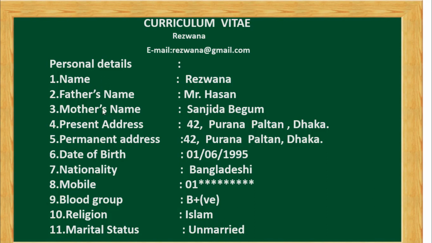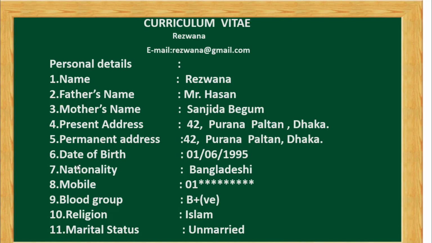Dear students, you can see, first of all, you should write your name, Rajwana. Next, father's name, Mr. Hassan. After that, you will write your mother's name, suppose Sanjida Begum. And then you will write your present address accurately, because anyone can contact with yourself very quickly. After that, you will write your permanent address, suppose 42 Purana Paltun, Dhaka.